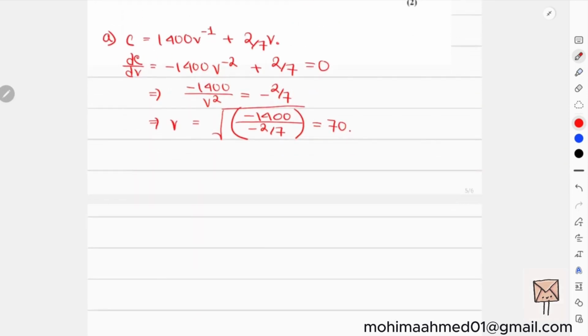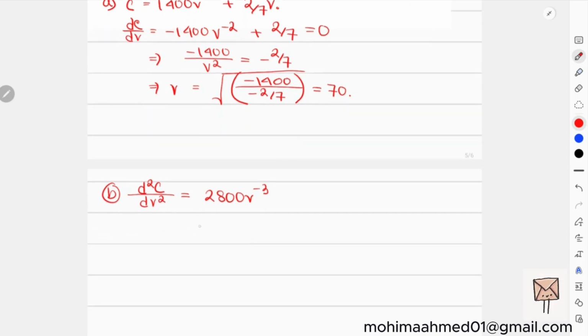Okay, similar work. For part B, d squared c over dv squared: the minus 2 will come in front and get multiplied with minus 1400, so it will be 2800. So 2800 v to the power of minus 3 this time, and the 2 by 7 will entirely vanish. At this point, I'm going to input the 70 in this equation to identify whether I get a positive or negative value for the double differentiation.